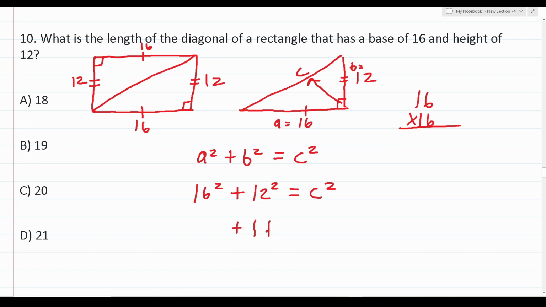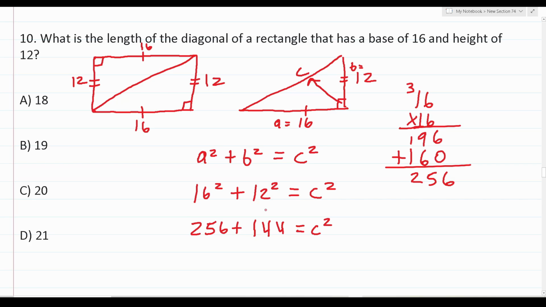That's 144. All right, 6 times 6 is 36, so we're going to drop down a 6 and carry a 3. 1 times 6 is 6, plus 3 is 9. Before we start multiplication with this 1, we have to bring in a 0 placeholder. 1 times 6 is 6. 1 times 1 is 1. So this becomes 6 plus 0, which is 6. 9 plus 6, which is 15. Carry a 1. 1 plus 1, which is 2. So this becomes 256 plus 144 equals c squared.